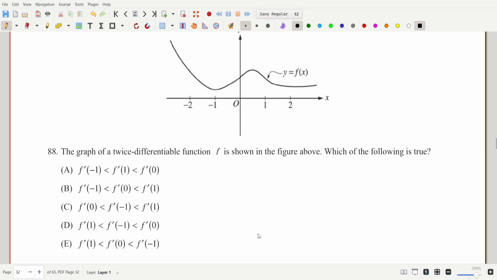88. Okay, so we're comparing f prime 0, f prime negative 1, f prime 1. That one's 0, flat line, right? This is f. F prime of 0 is positive. And then f prime of 1 is negative. So it should go f prime 1, f prime negative 1, f prime 0, D.